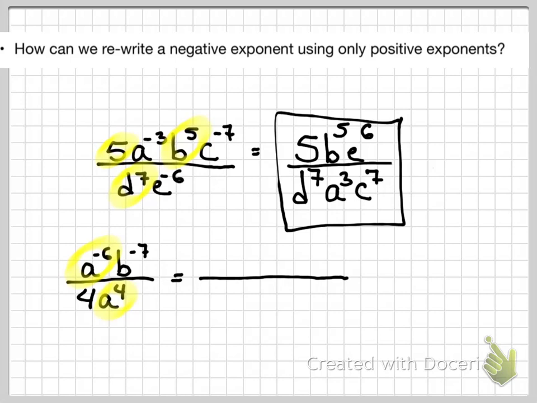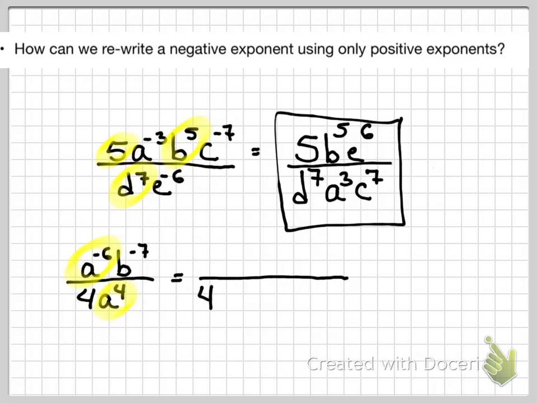Another thing that often confuses people is what happens to this 4. And it's important to understand that the 4 does not belong to the a that it's next to. It's just its own number. There is no exponent above the 4 or next to the 4. So it just stays exactly where it is. Do not move it. Do not move it into the denominator. Don't change it. Just leave it alone.